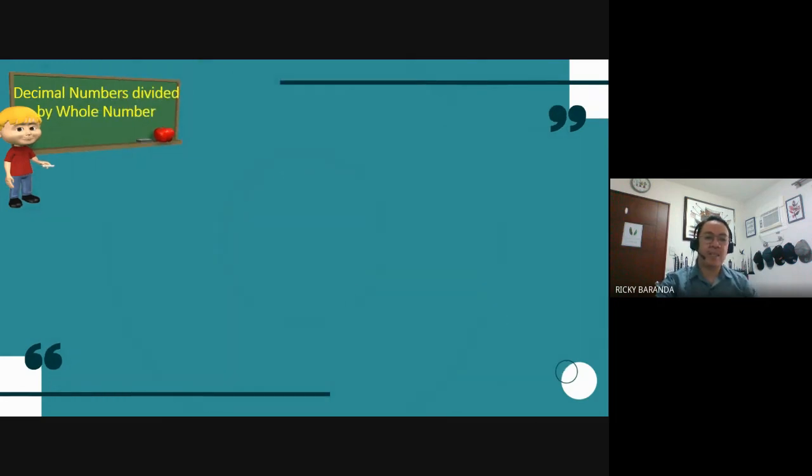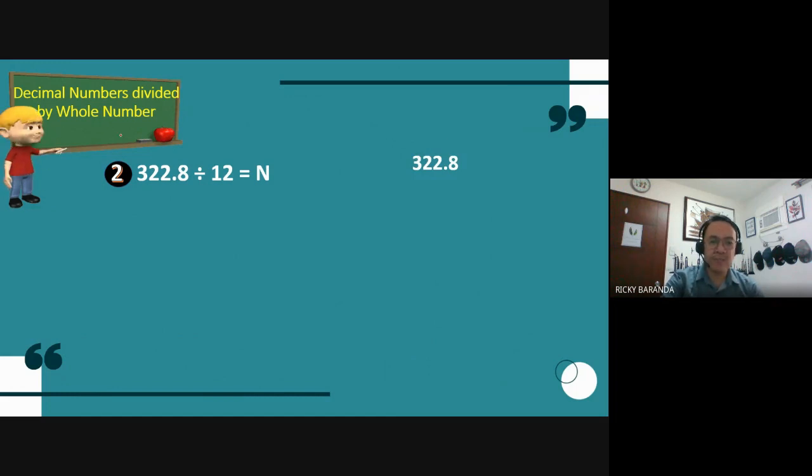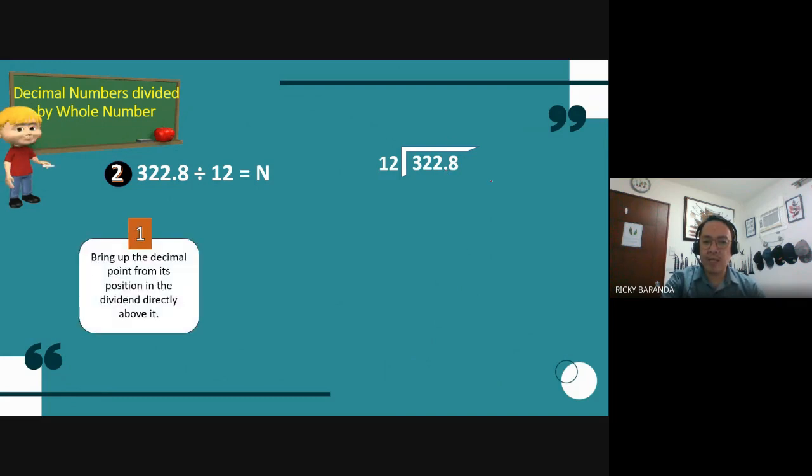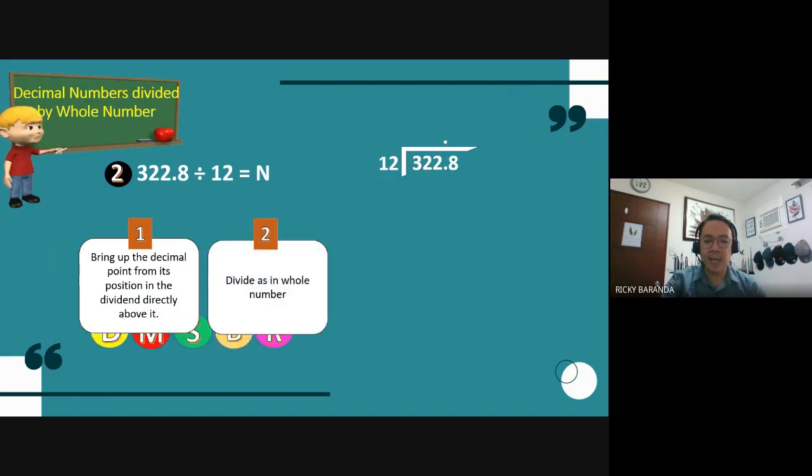So let's have another example. Sundan nyo ako. So ipapasok natin sa loob ng division home si 322.8 divided by 12. Okay, so labas si 12. Then, anong gagawin sa decimal point? Ang gagawin natin, sabi dyan, kukopyahin lang natin yung decimal point papunta doon sa taas niya. Okay, so nandun na yung decimal point. This time, di-divide na natin siya na parang whole number using the steps.